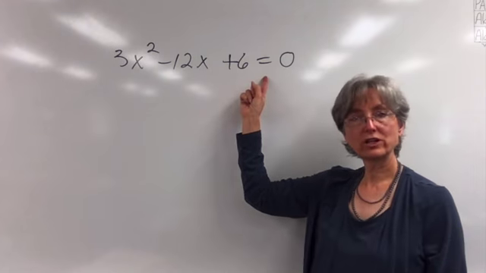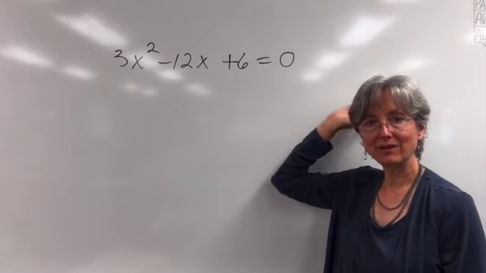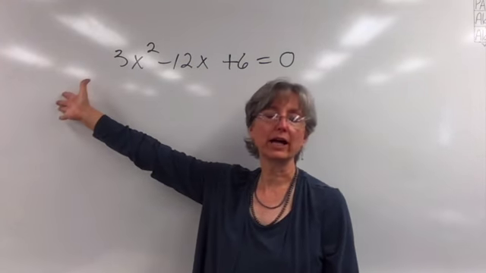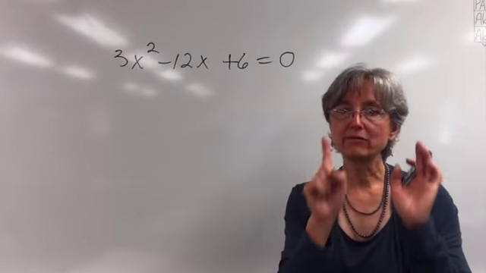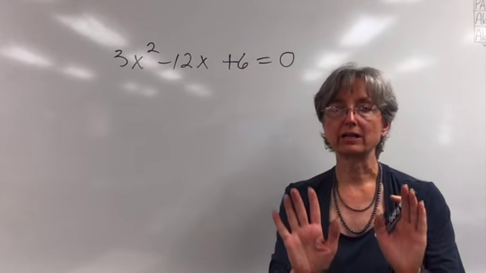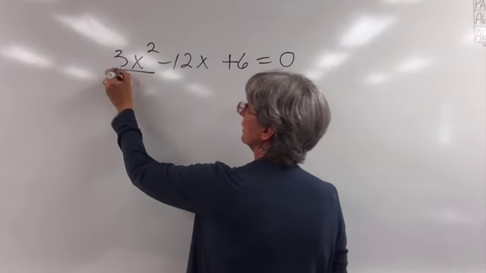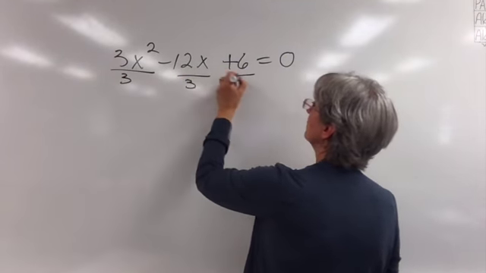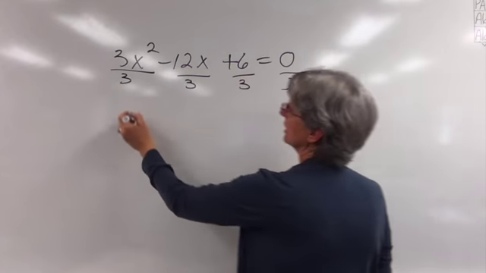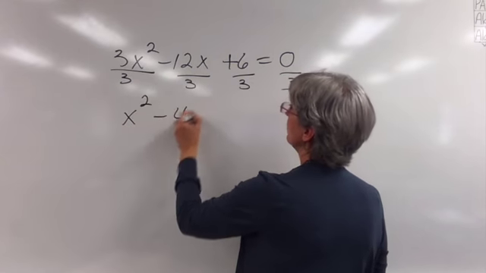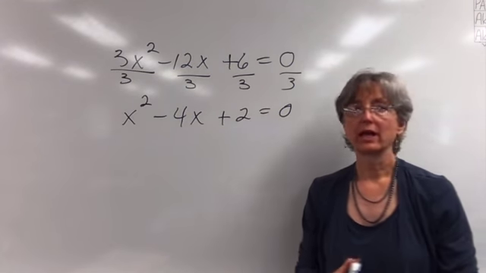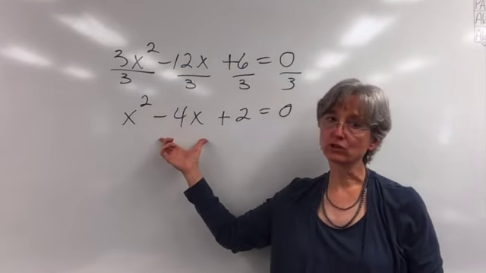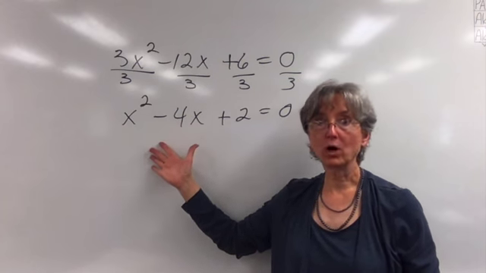Because this is an equation with an equal sign, I can just divide the entire thing by 3. I don't have to factor the 3 out. So I'm going to divide every single term by 3. So divide by 3, divide by 3. So I get x squared minus 4x plus 2 equals 0. And sure enough, this is not a perfect square. But I want it to be.